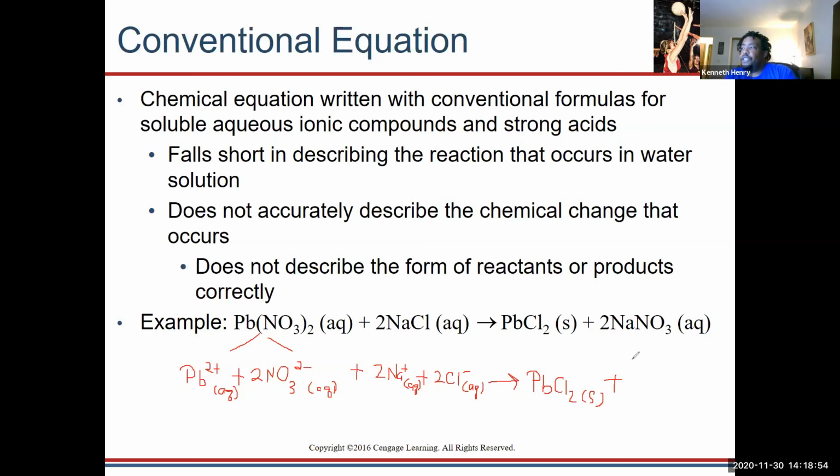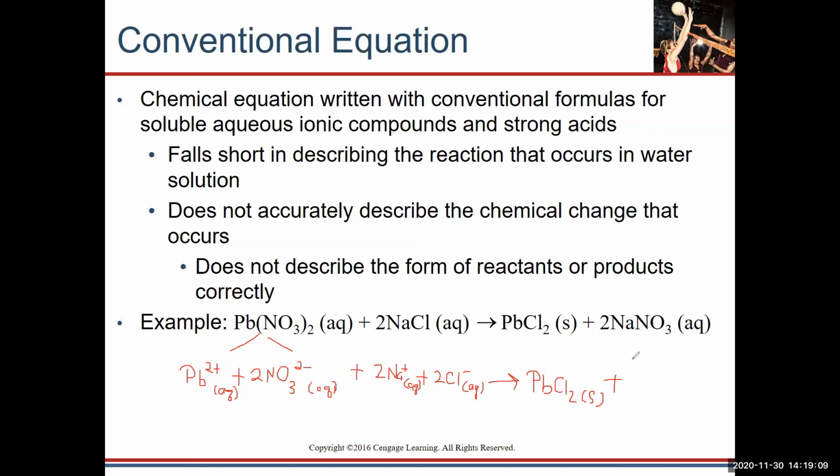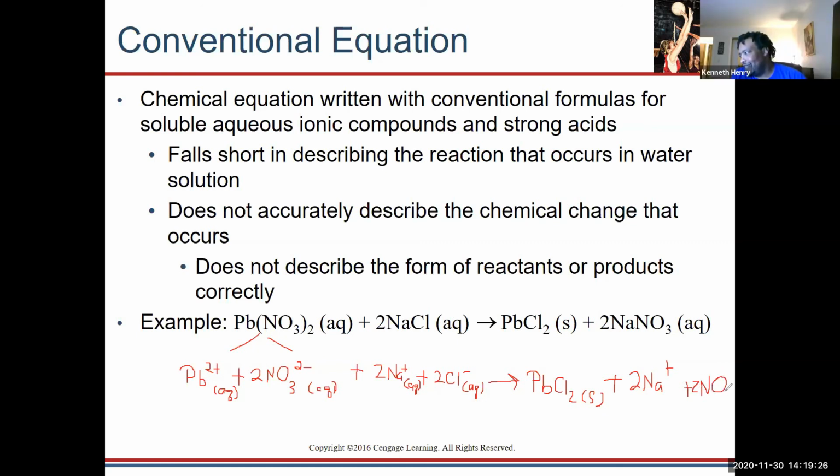Now, what about the sodium nitrate? That would just be 2 Na plus and then NO3 2-. And then would it be 2 NO3? 2, that's right. 2 NO3 minus. Good job. Aqueous.